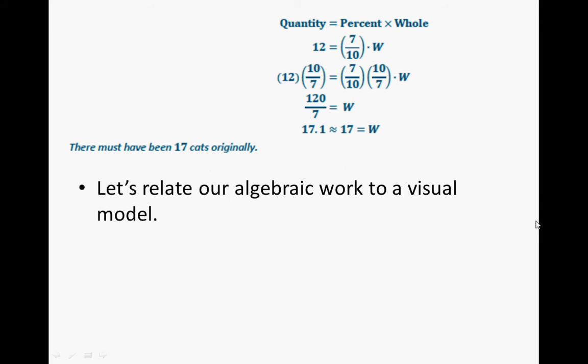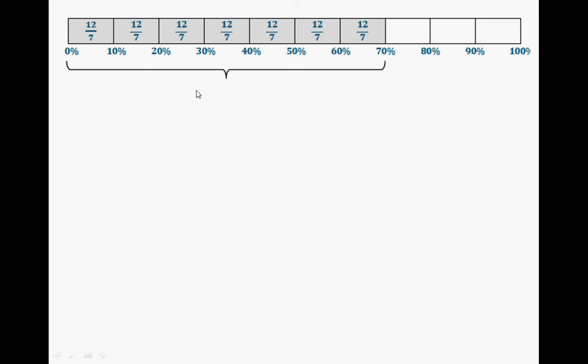So let's relate our algebraic work to a visual model. So here we have our 100%, and we have split it into tens: 10, 20, 30, 40, 50, 60, 70 to represent 70%. Well, if we have 12, then this would be 12 divided by 7, because the 7 comes from the 7 partitions between 0 and 100. Each one of these represents 12 divided by 7.